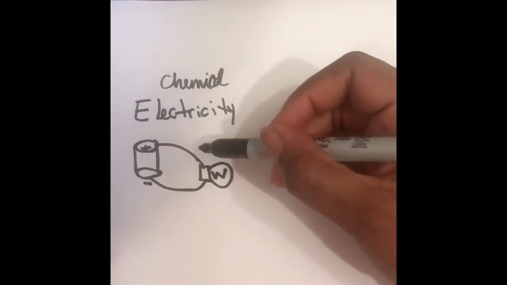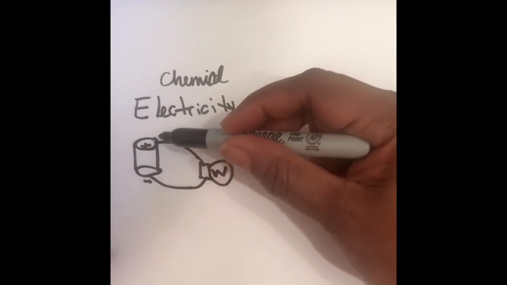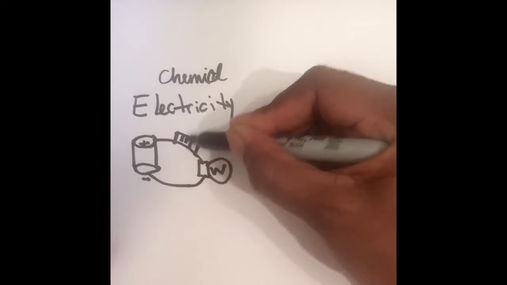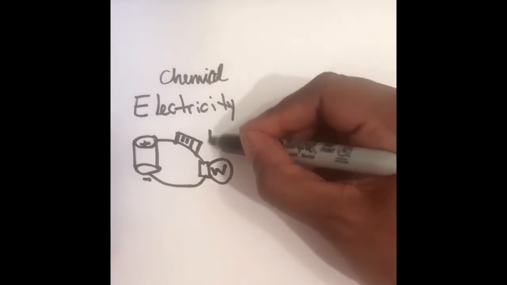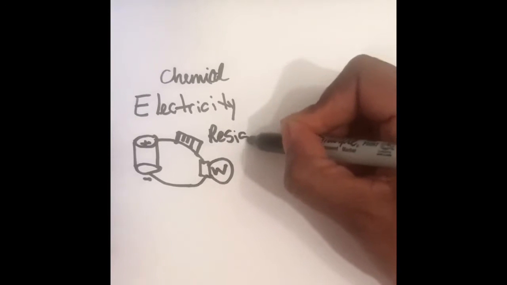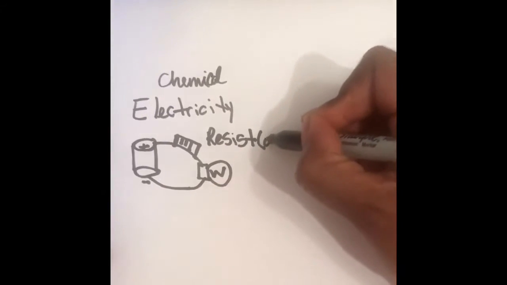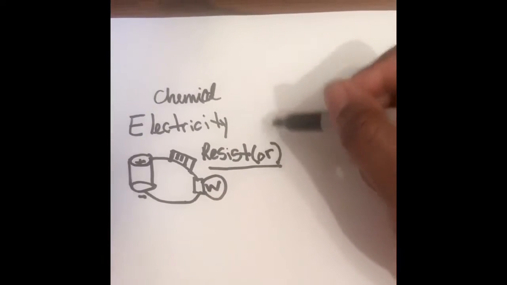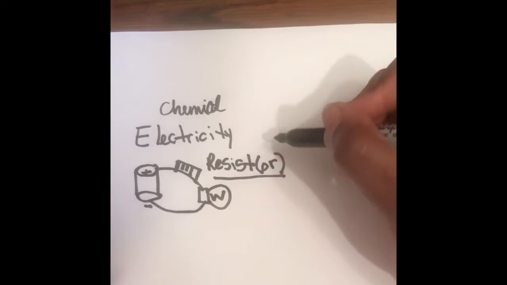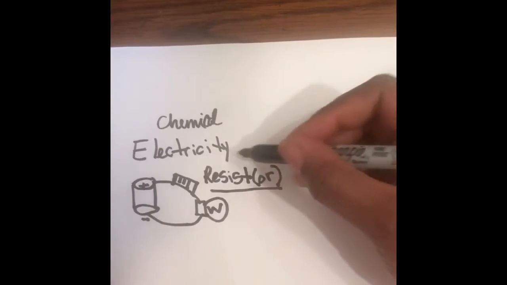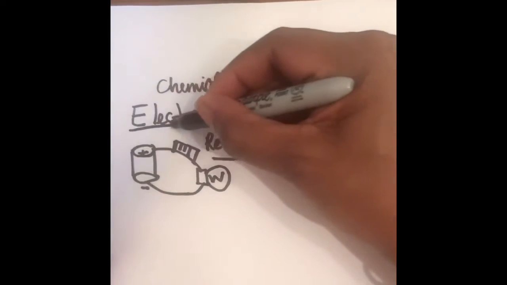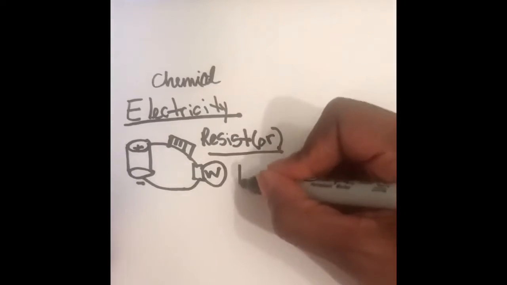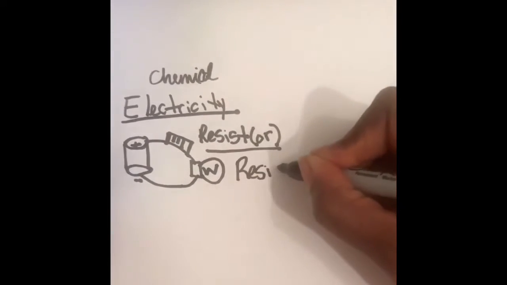If we want to slow the flow of energy from the wires to the bulb, we use something called a resistor. The root word is resist. And a resistor in the real world is someone who resists something that they feel is not right. But in electricity, it has the same function. It's something that resists. It is what we call resistance.